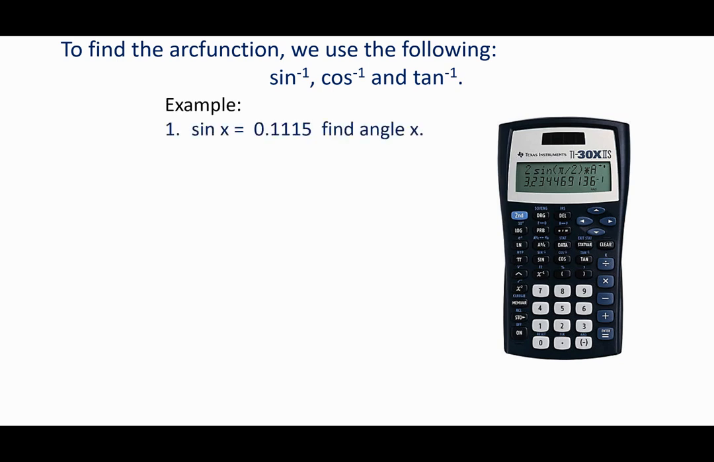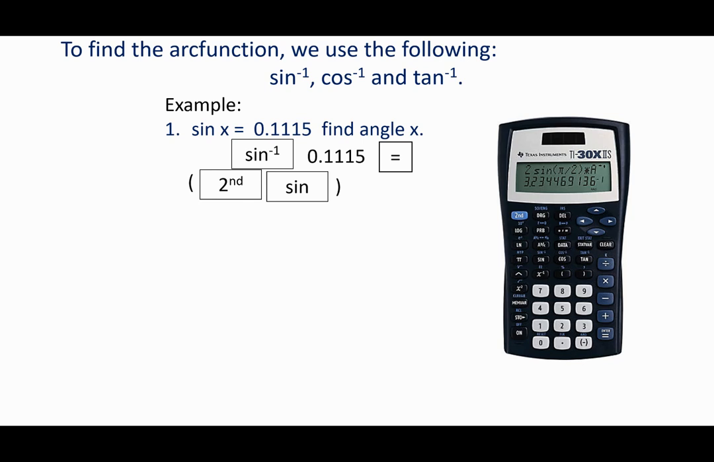So in here we have the sine of x, where the ratio value is 0.1115. We need to find the angle measurement of x. First, we're going to use the inverse sine, or the arc sine, of 0.1115. So how do we put that into our calculator? We use the second button right here. If you look right above your sine, cosine, and tangent, there are your second buttons.